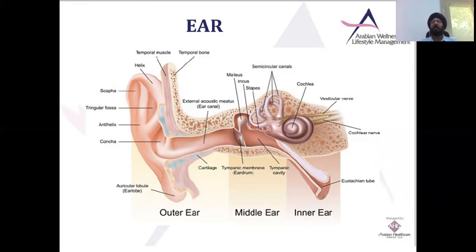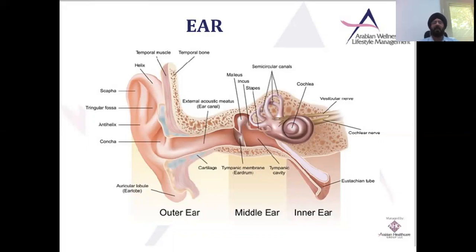Now comes the hearing, the ear. Humans have their ears on the side of the head. Ears are responsible for hearing and balancing both. The external ear is made up of the fleshy part known as pinna, the ear lobe. Pinna connects to the middle ear through a funnel-shaped ear canal known as external acoustic meatus.